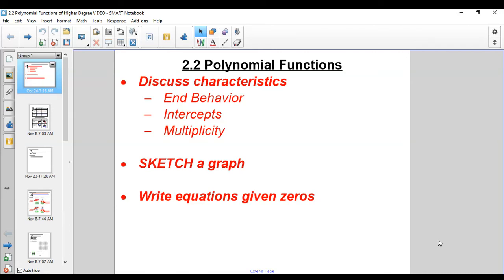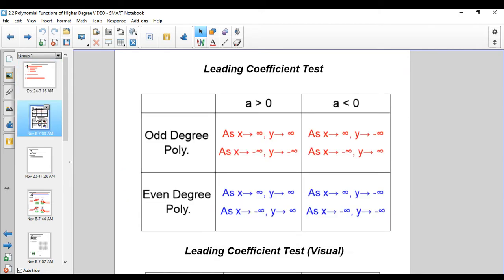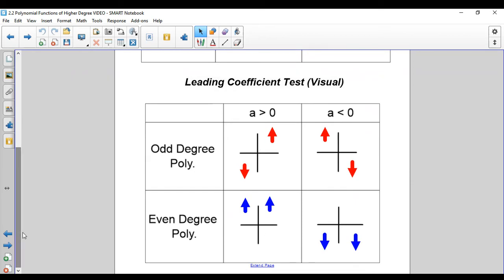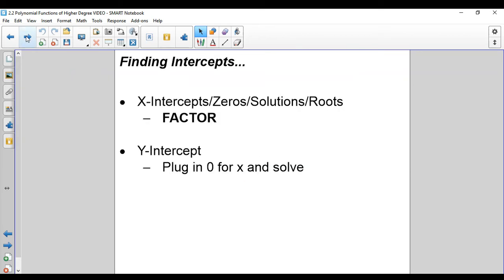All right, we're starting on chapter 2, which is mostly polynomials. This week we are going to look at polynomial functions, look at their graphs, and write equations given some zeros. I do have a couple of slides I want you to read before you really get into this video, or at least have them in front of you. I talk about end behavior here. I give visuals with it, so that'll help out hopefully.